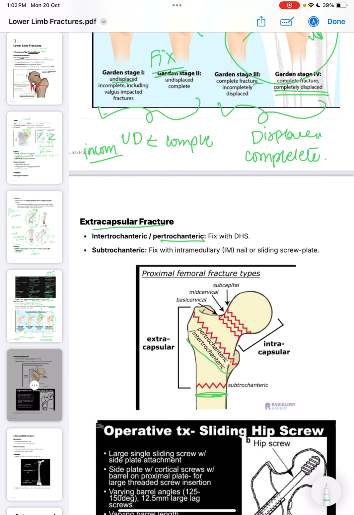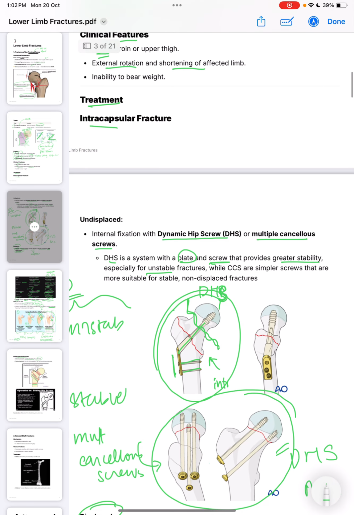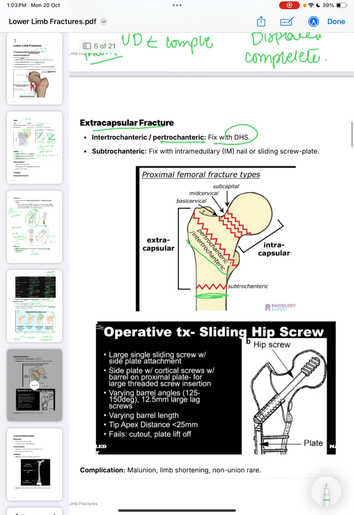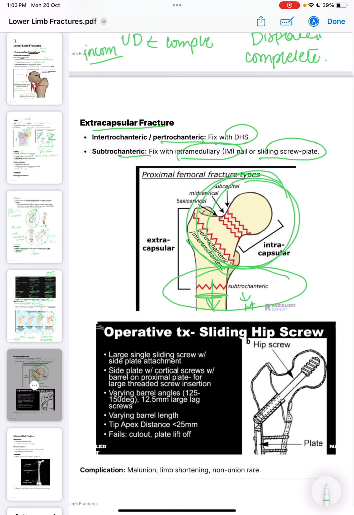तो इसको हम फिक्स करते हैं with dynamic hip screws, जो कि हमने यहाँ पे भी देखा था कि intertrochanteric में हम यूज़ करते हैं और हम intracapsular में भी यूज़ करते हैं, राइट। लेकिन यहाँ पे हम देख रहे हैं कि intertrochanteric में हम यूज़ करते हैं dynamic hip screw और subtrochanteric में intramedullary nail और sliding screw plate। अब why? क्योंकि subtrochanteric this is where weight bearing becomes more significant. See weight bearing इस region तक तो नहीं है, लेकिन यहाँ तक weight bearing होनी start हो जाती है। So इसमें हम intramedullary nail use करेंगे ताकि जल्दी से बंदा recover कर सके। And then sliding screw plate क्या है कि it's a single large sliding screw. This is the sliding screw with the sliding side plate attachment. ठीक है, so that is sliding hip screw.